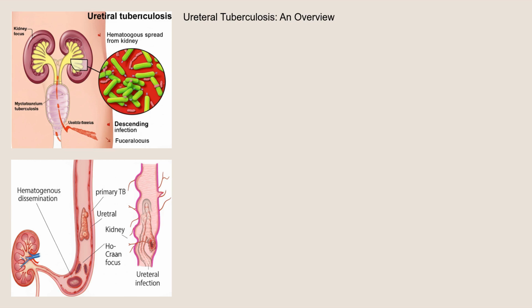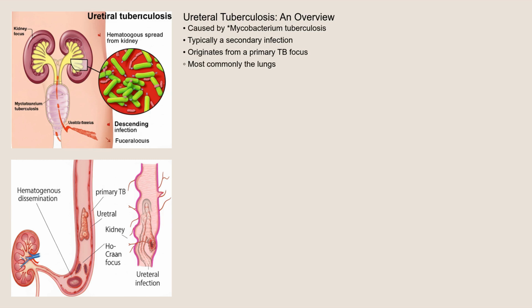Ureteral tuberculosis, as the name suggests, is caused by the bacterium Mycobacterium tuberculosis, the same culprit behind pulmonary tuberculosis. Typically, it doesn't start directly in the ureter. Instead, it almost always arises as a secondary infection, spreading from a primary focus of tuberculosis elsewhere in the body, most commonly the lungs. The bacteria travel through the bloodstream, a process called hematogenous spread, eventually reaching the kidneys. From there, the infection descends along the urinary tract, impacting the ureters.